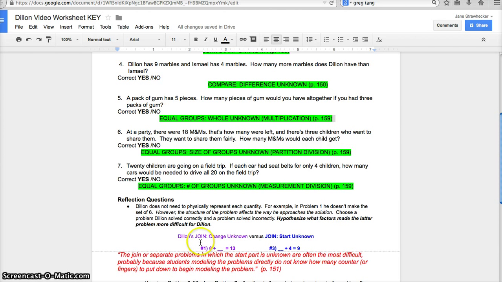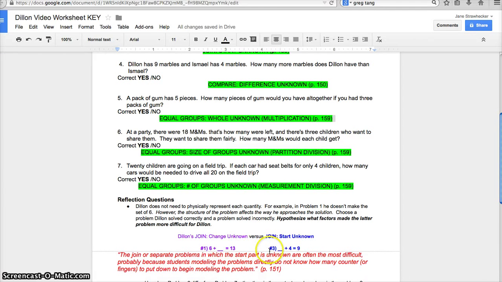When Dillon had to join and the change was unknown up in problem number 1, we could write the number sentence for that as 6 and how many more will equal 13. And because he knew the start, he could count on from 6, so we've used the skill of counting on now as a learning indicator for some of our games for our young math buddy, and we saw that he was successful in doing that as a 2nd grade student.